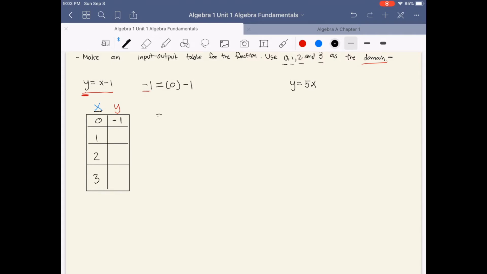Okay, so when we replace the next x with 1, right, because that's next in the box, 1 minus 1 gives you what? Gives you 0. So when you get that answer 0, you're writing that answer next to the 1, because you replaced x with 1. Okay, and you got the answer 0. Okay, let's go to the next one, and I'm sure you guys are getting it now.